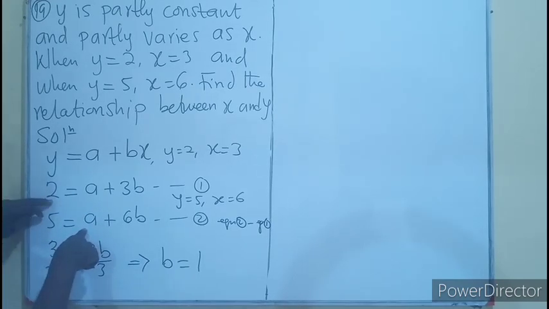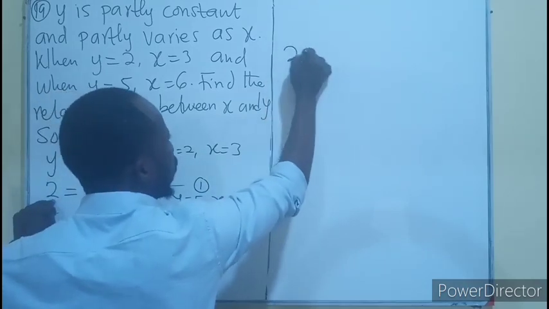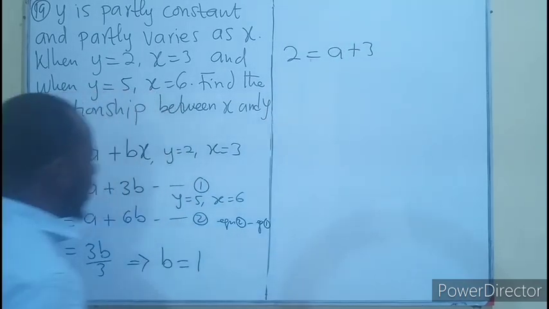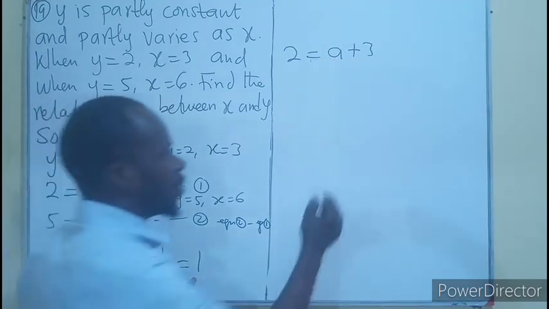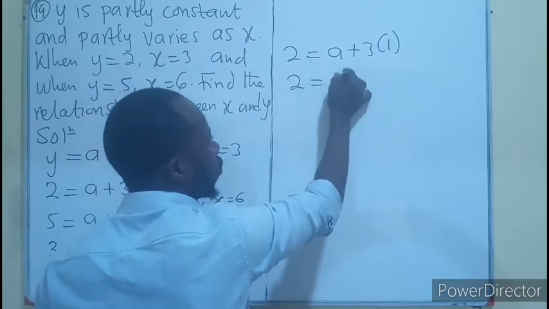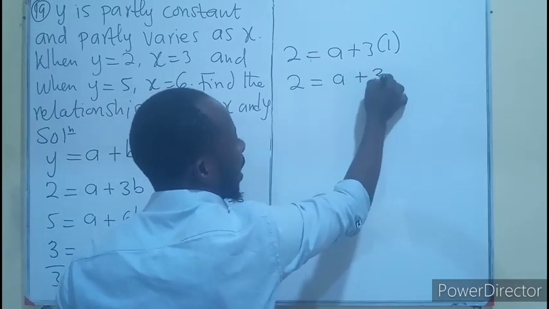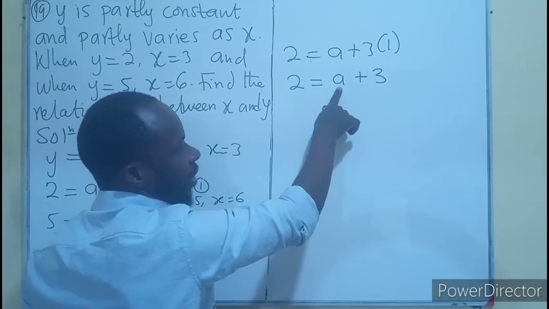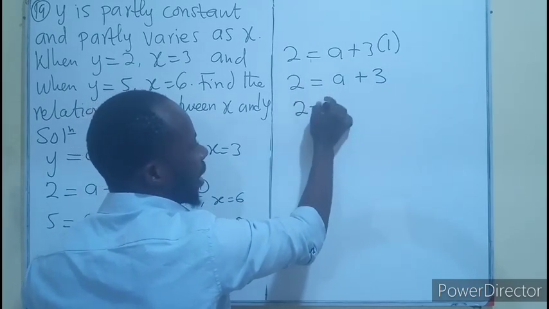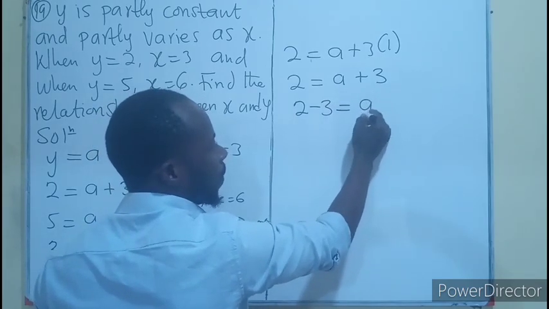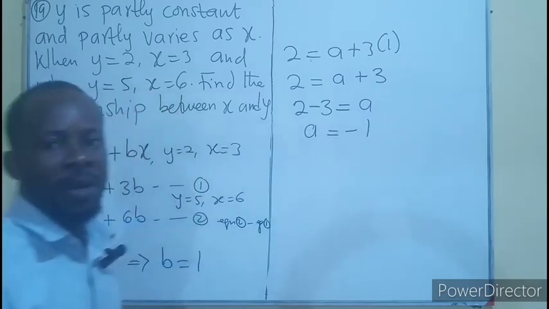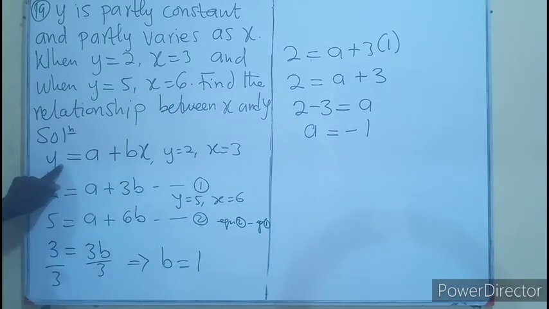So now that you know your b to be 1, put it back into either equation 1 or equation 2. In equation 1, I'll have 2 equals a plus 3b. And the b is now taken as 1. So now I'll have 2 equals a plus 3, keeping the a. Then the 3 will be transposed. So 2 minus 3 equals a, meaning the value of a will just be negative 1.